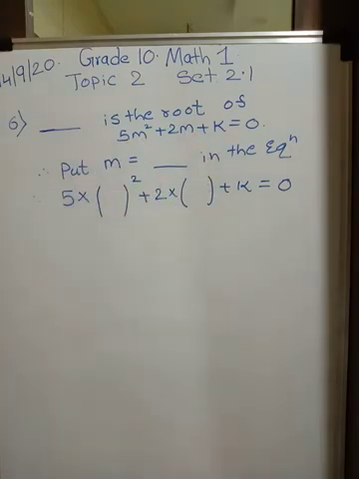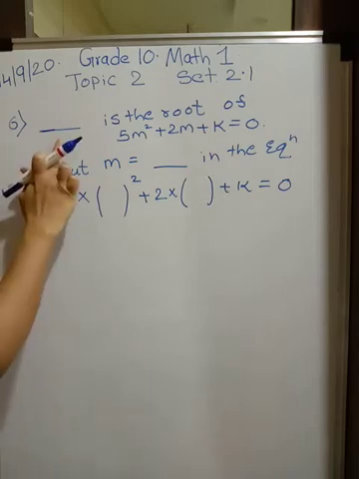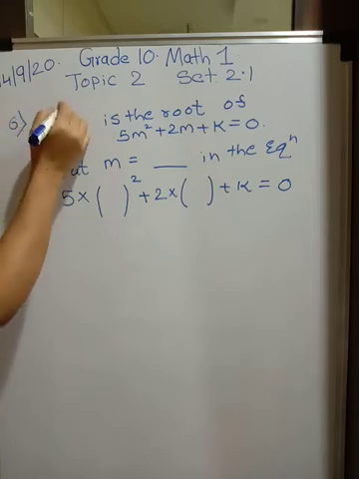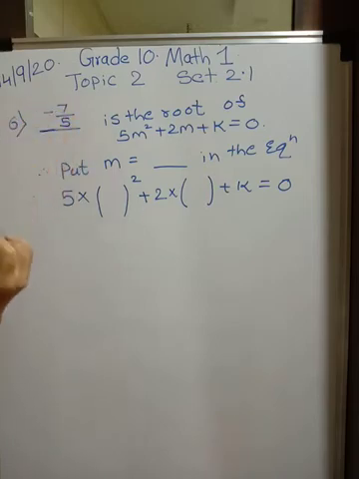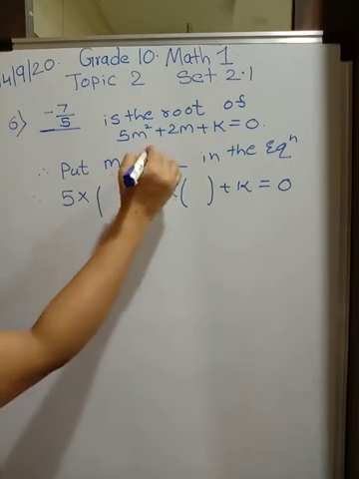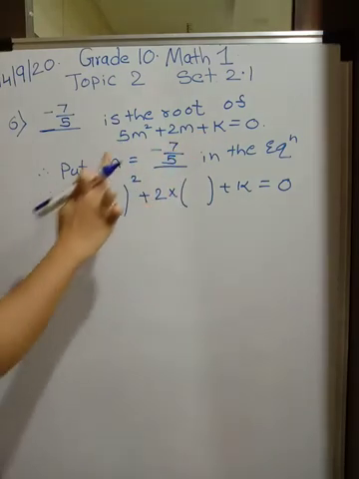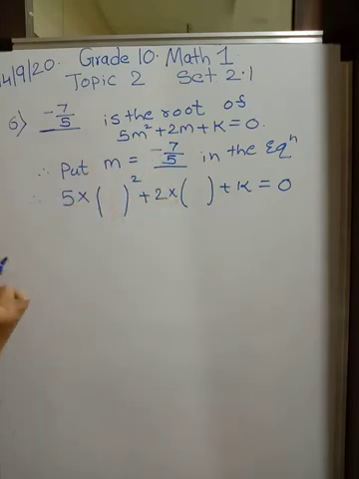Is minus 7 upon 5. That means minus 7 upon 5 is the root. So, dash is the root of 5m square plus 2m plus k is equal to 0. Your first blank will be minus 7 upon 5. Now, therefore, put m is equal to minus 7 upon 5 in equation. Now, wherever there is m, I am going to put minus 7 upon 5.